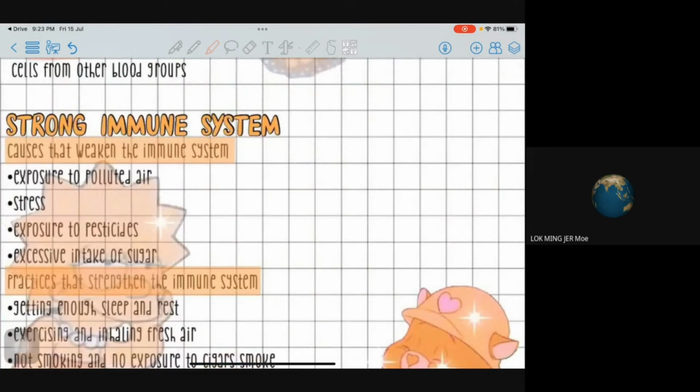Okay, strong immune system. What can cause the weakening of your immune system? What do you think? Sometimes because you are stressed, exposure to polluted air, you breathe the polluted air, and then sometimes exposure to pesticides, excessive intake of sugar.